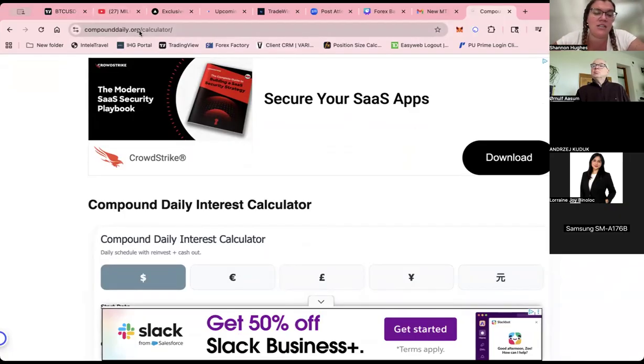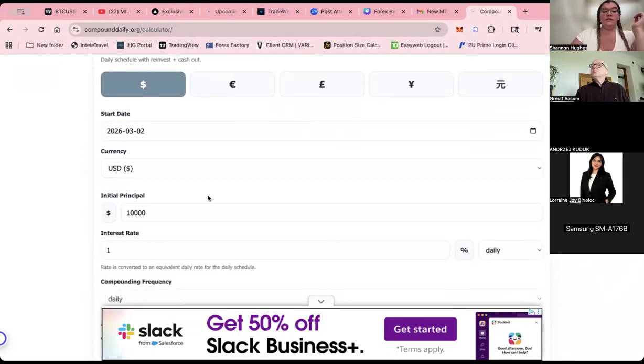It's compounddaily.org/calculator. So what you would do is you would come down, it's got start date, your account currency, so you can change it to euro, pound, whatever your account currency is in, put your initial amount. Okay, I'm gonna stick with $500 just because I think that's quite an average amount people start with. And then how much you want to grow your account per day.